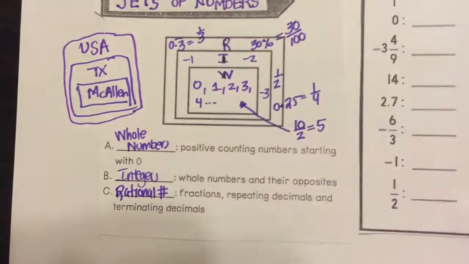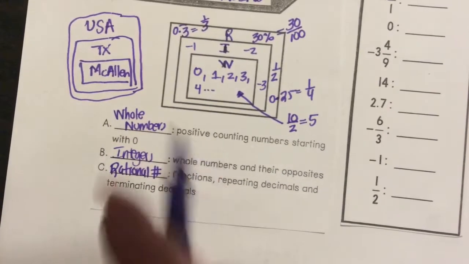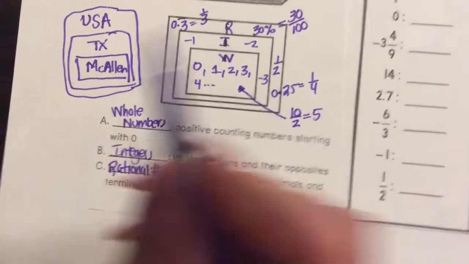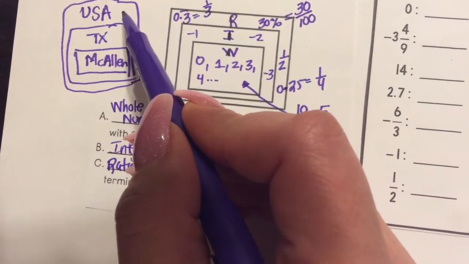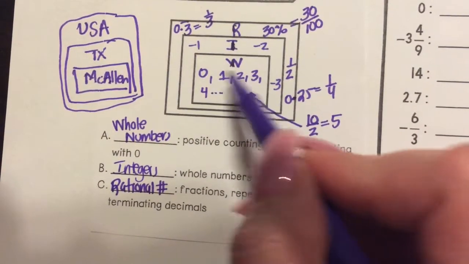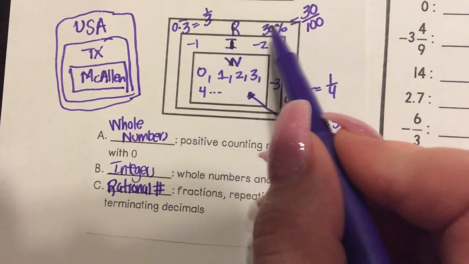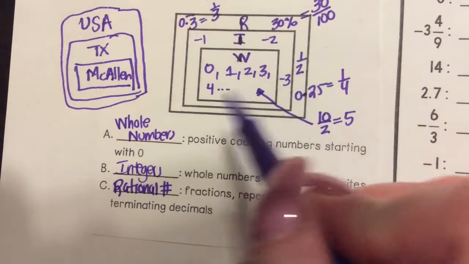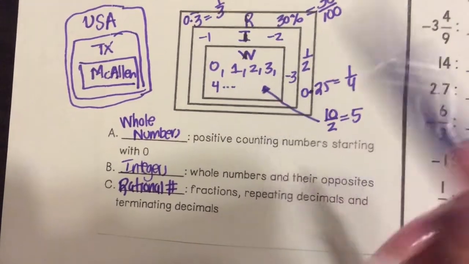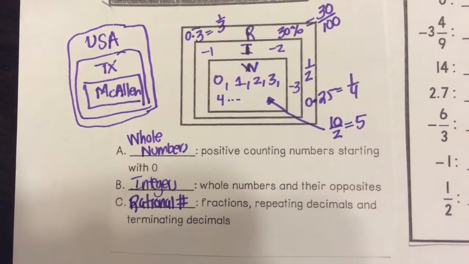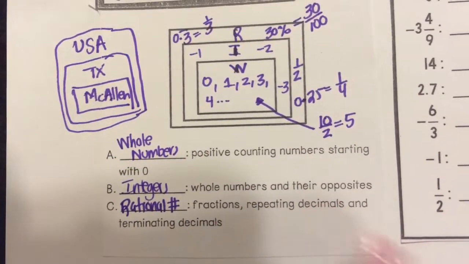So if they ask you, do all people that live in McAllen live in USA? You will say definitely yes. But if they ask you, do all people that live in USA live in McAllen? Well, no, only some. Same thing here. Do all whole numbers belong in the set of rational numbers? The answer is yes. But not all of the sets of rational numbers belong into the set of whole numbers. So this is just a little something to help you remember how to classify different.